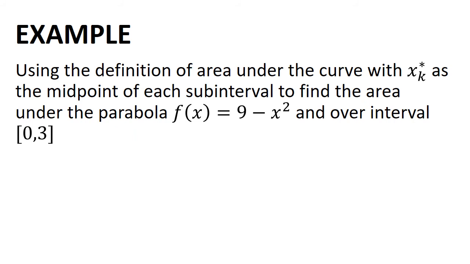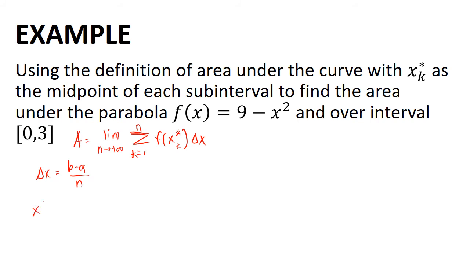So, let's see another example. Using the definition of area under the curve, again, that is area equals the limit of the summation of f of x star k delta x from k equals 1 to n as n approaches positive infinity. Take note, delta x is equal to b minus a all over n.